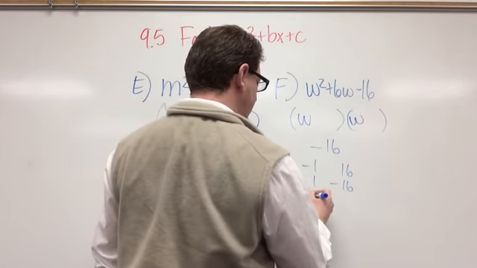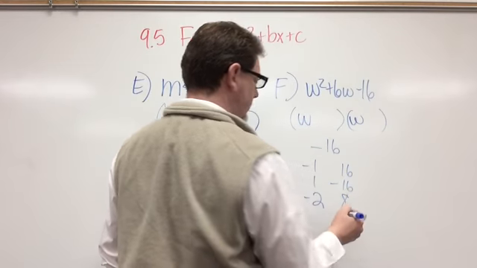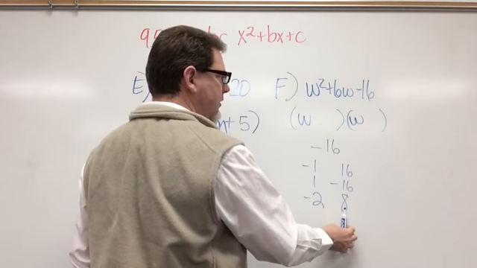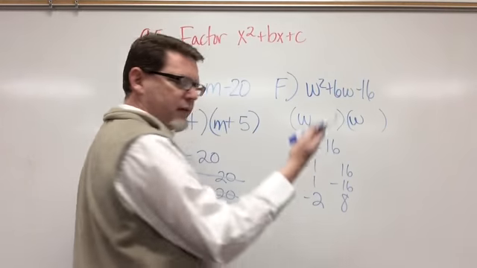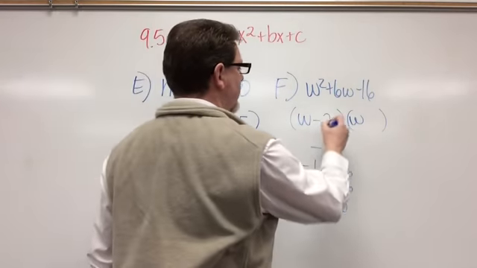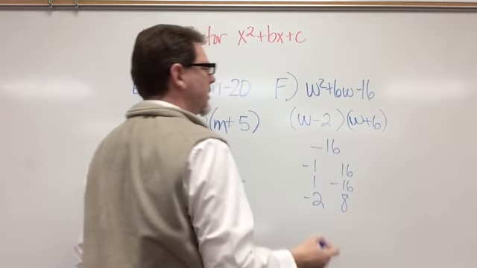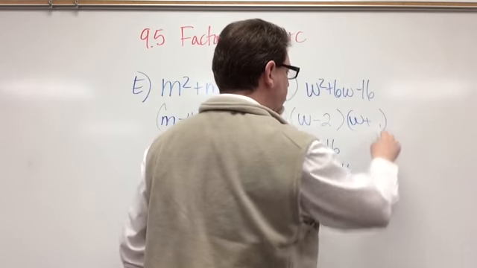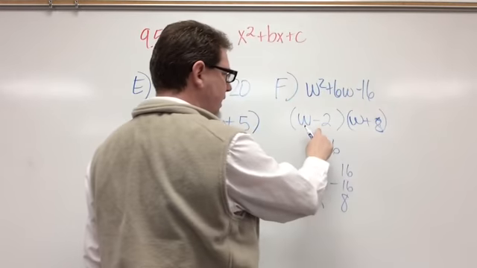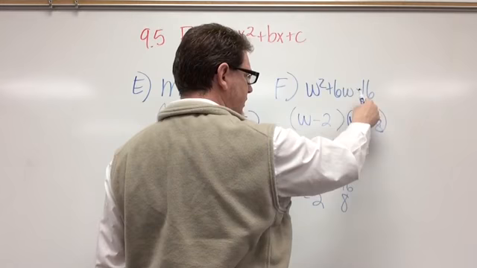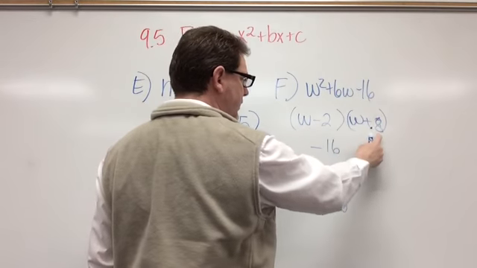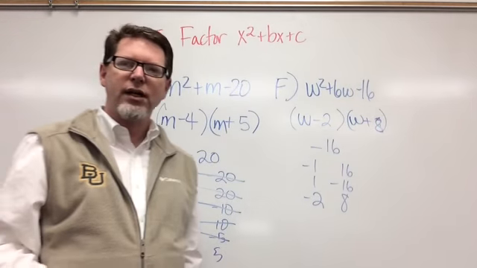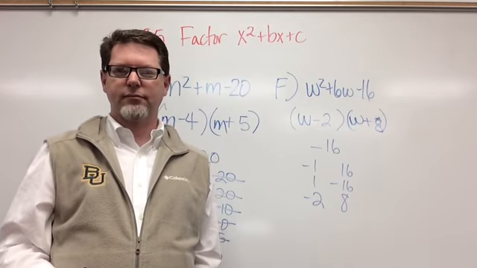And then I have negative 2 and 8. Ding, ding, ding! Because negative 2 plus 8 is positive 6. So there I am. Negative 2, positive 8, because negative 2 times positive 8 is negative 16, and negative 2 plus 8 is positive 6, so my two binomials would be w minus 2 and w plus 8.